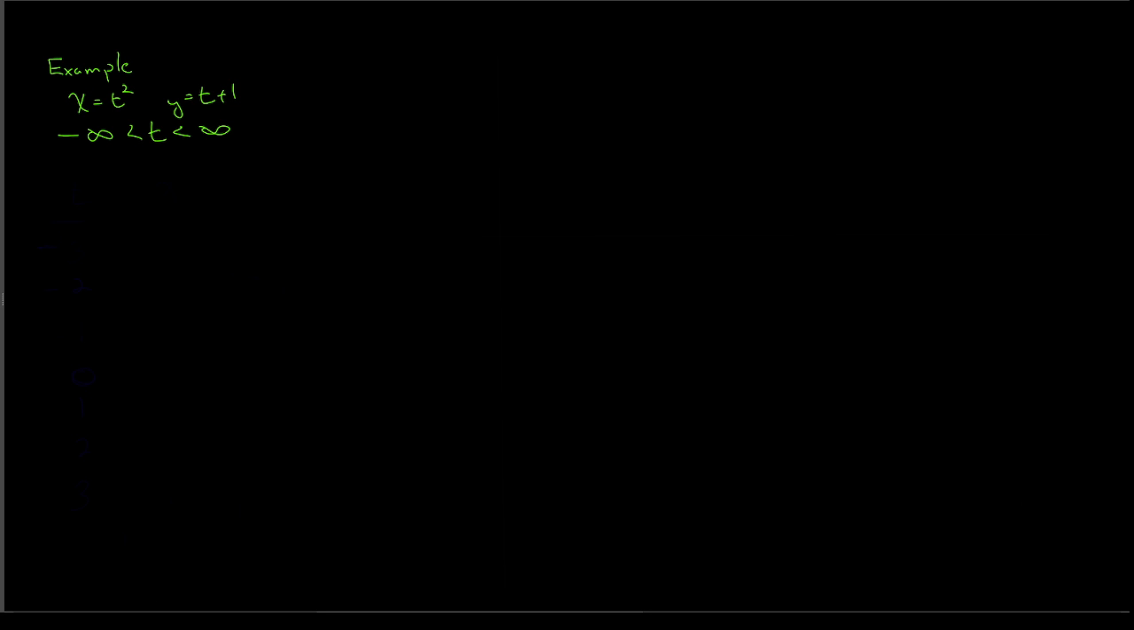All right, so let's look at example 2 from the textbook. Example 2. And so we have a parameterization where x is equal to t squared, y is equal to t plus 1, and we're going to be doing this, though, with an open interval from negative infinity to positive infinity.